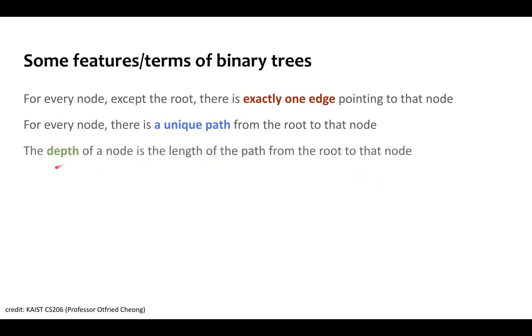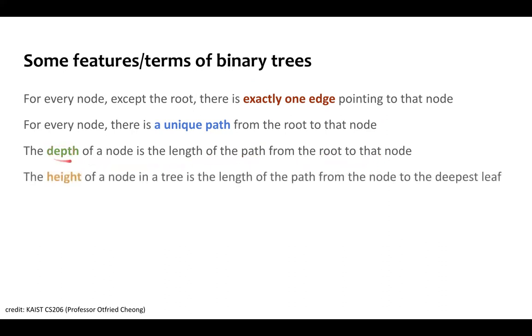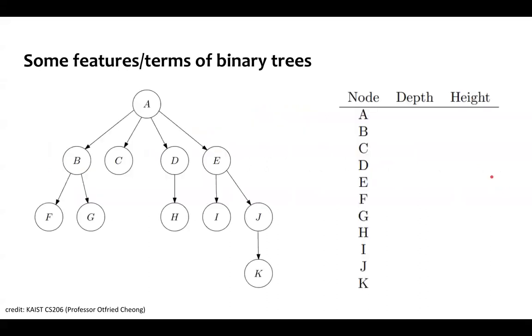And we define the depth of a node as the length of the path from the root to that node. We're going to have a look at depth and height in the following slides in more detail. And the height of a node in a tree is the length of the path from the node to the deepest leaf. Okay, let's have a look at what it means.